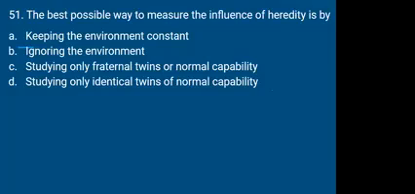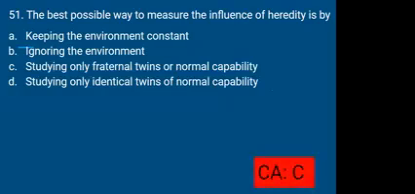So, is it like keeping the environment constant? Do you think it's letter A? Letter B, it's ignoring the environment. Letter C, studying only fraternal twins of normal capability. Or letter D, studying only identical twins of normal capability. A, I'm not sure. Okay. The correct answer for this one is letter C.